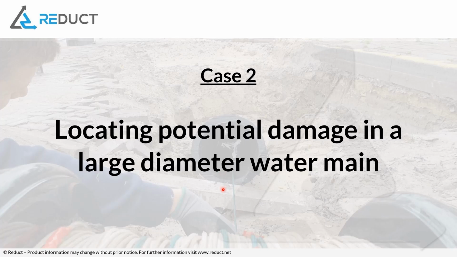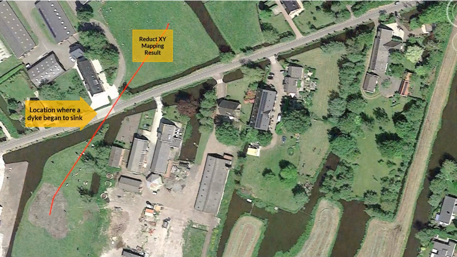The second case that I have is locating potential damage in a large diameter water main. This one is a little bit complex, but basically it's back in the Netherlands. There is a huge water main running here. That was known already. There's nothing secret about that.